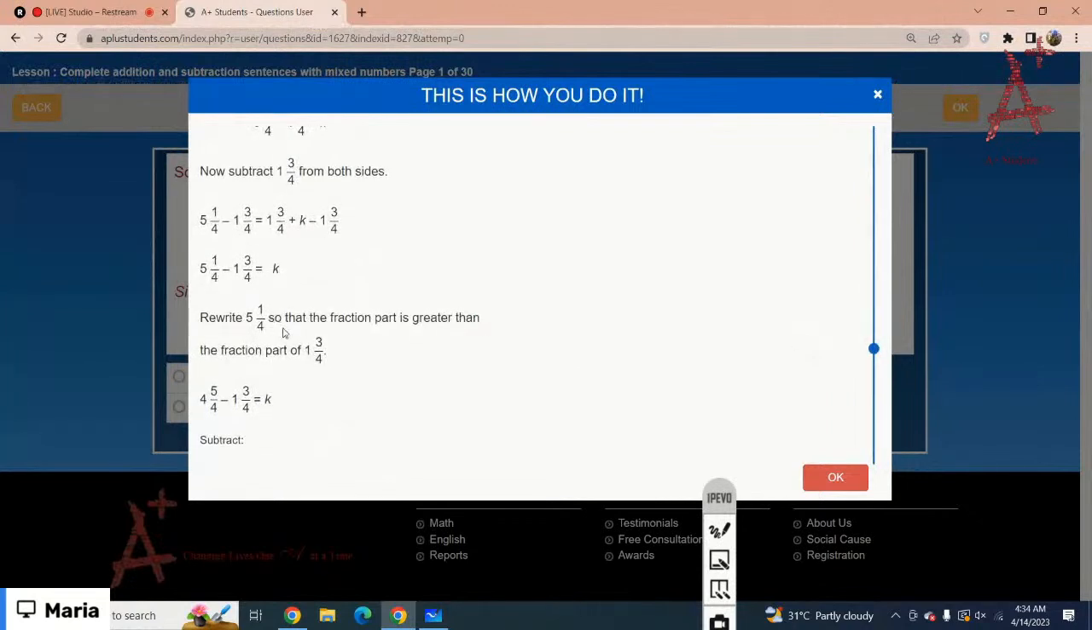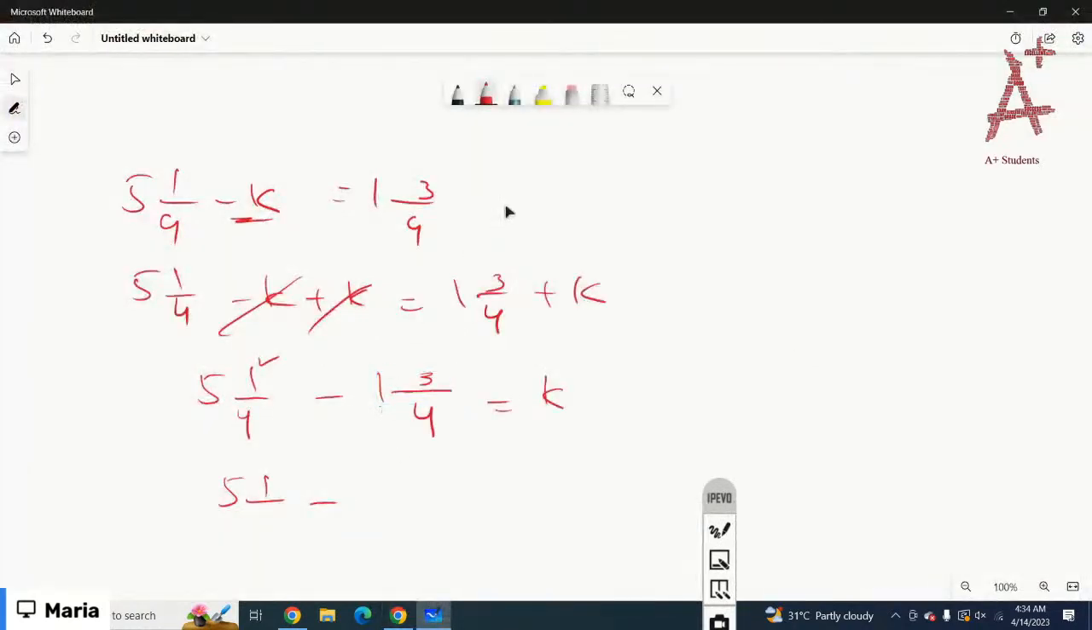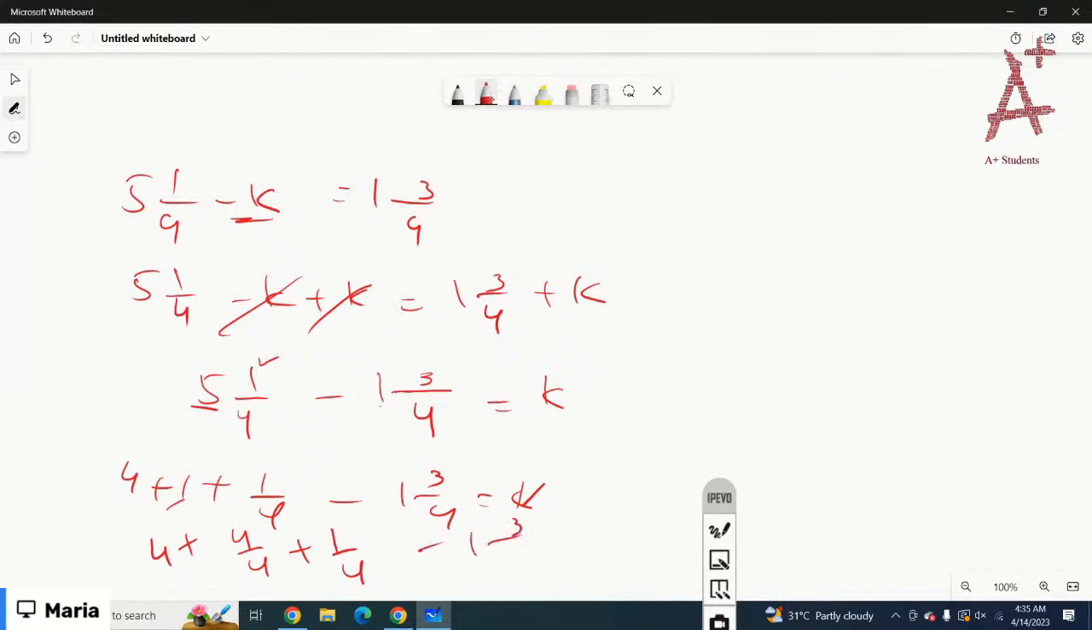Yes, we have to rewrite 5 whole 1 over 4. I forgot, you have to rewrite this fraction, not this one. So I'm going to rewrite it as 4 plus 1 plus 1 over 4 minus 1 whole 3 over 4. So 1 can be written as 4 over 4. So it would be 4 plus 4 over 4 plus 1 over 4 minus 1 whole 3 over 4. So it would be 4 plus 5 over 4 minus 1 whole 3 over 4 equals k.